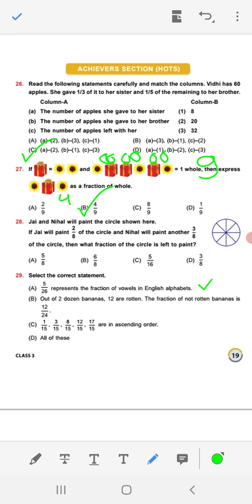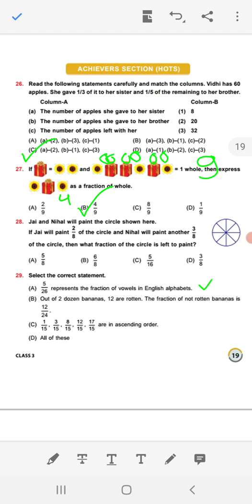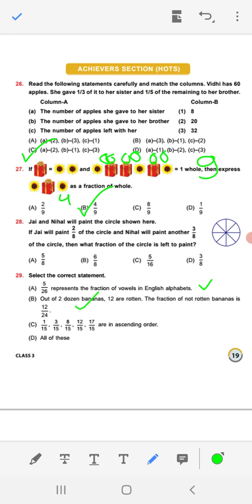Let me see if the others are also correct or not. B number, out of 2 dozen bananas, 12 are rotten. The fraction of not rotten bananas is 12 by 24. 2 dozen means 24. 12 are rotten, so 12 are not rotten. So 12 out of 24 is not rotten, which is correct. So B is also correct.